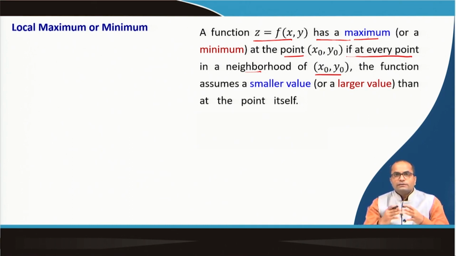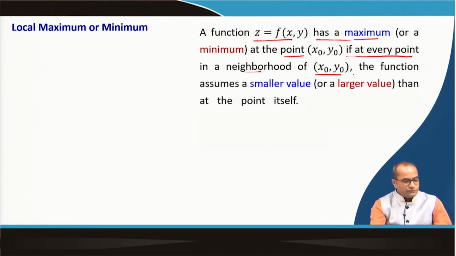On the other hand, if the function assumes larger values in the neighborhood of a point, then we call this point a point of local minimum. So, in the neighborhood of that point the function is taking larger values, and then we call such points the point of local minimum.